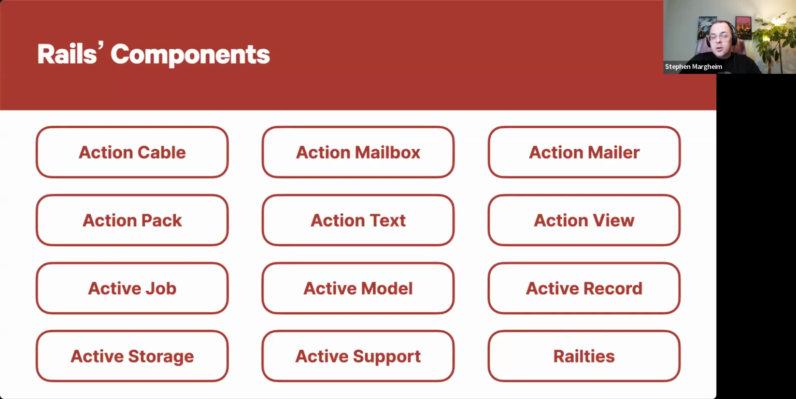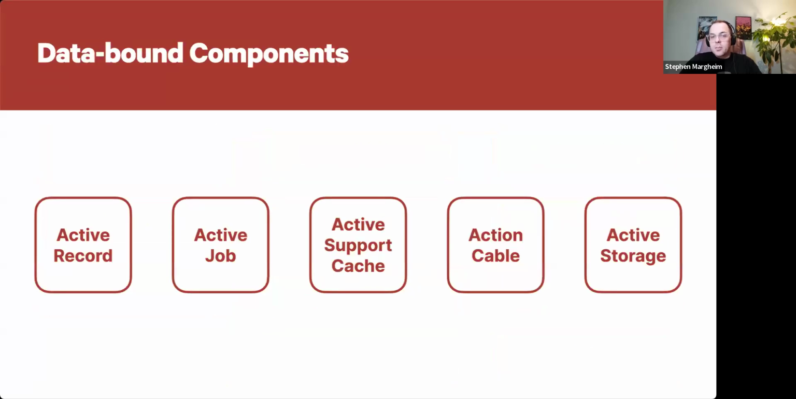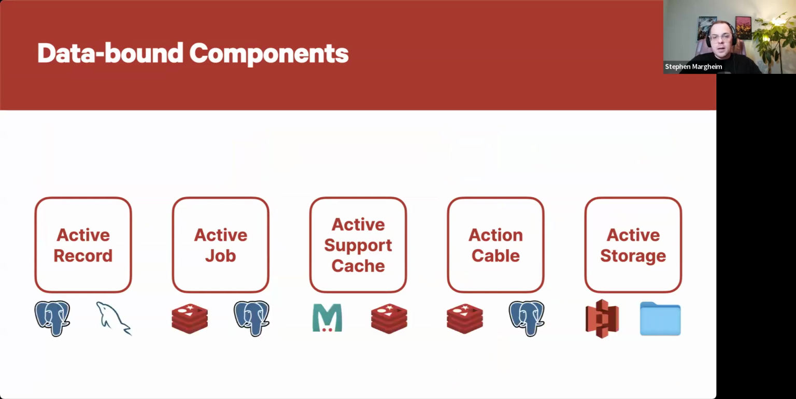So Rails has always been a batteries included framework, and it ships with a wide range of components. And some of those components require persistent data of some sort in order to work. We can call these the data-bound components of Rails, and there are 5 of them. And a full-featured application is going to need some data stores to back most, if not all, of these components.